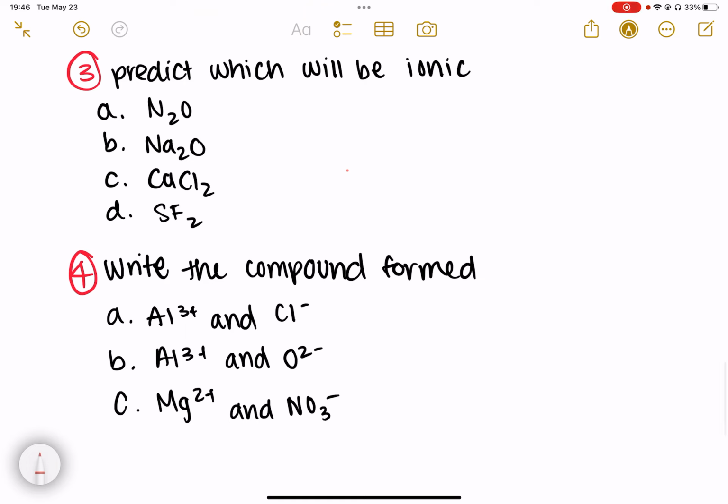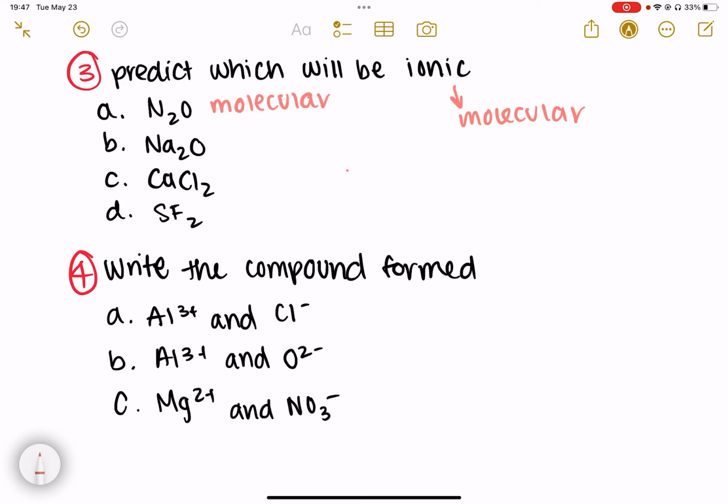Okay, so I'll do the first two, and then you'll do the second two. So the first one, I'm going to predict which will be ionic. If I remember, ionic has to be a metal and a nonmetal. My other choice is molecular, and a molecular can have 2 nonmetals. So looking at the first one, I have nitrogen, which I know is a nonmetal, that's a gas. And I also have oxygen, which I also know is a gas. So this is molecular, not ionic.